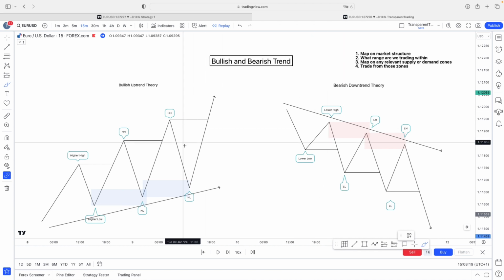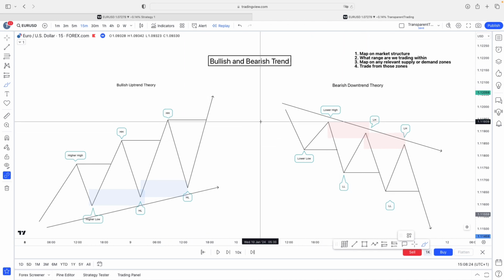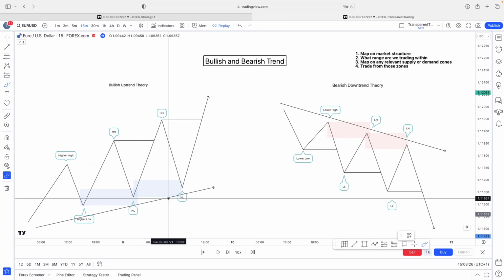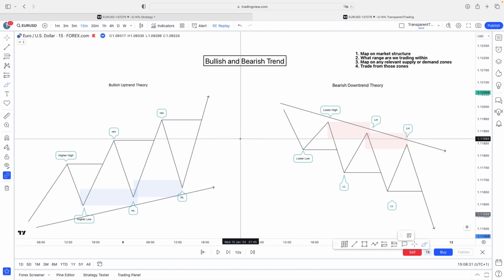Okay? So market structure always comes first, because market structure is the first thing we do when we get to the charts. And then what we do is we draw on our demand or supply zones that we will potentially take buys or sells from.